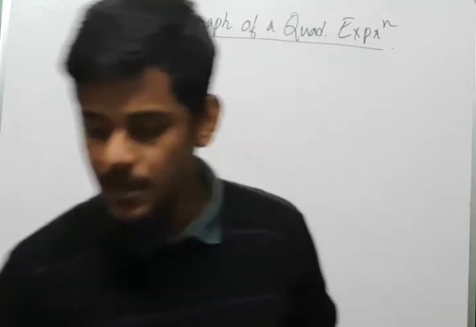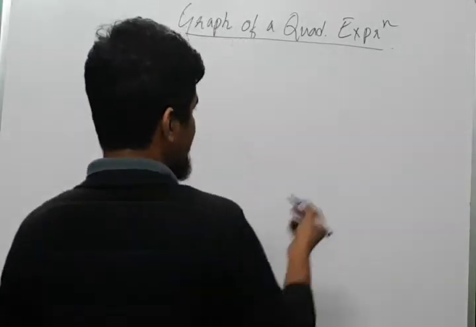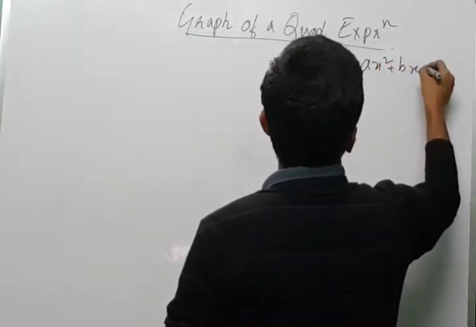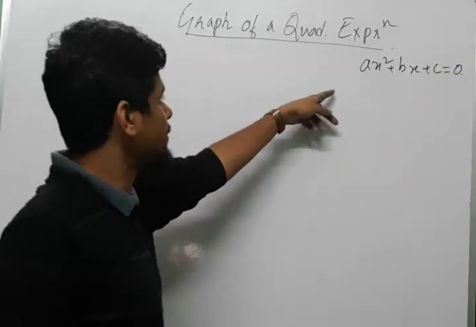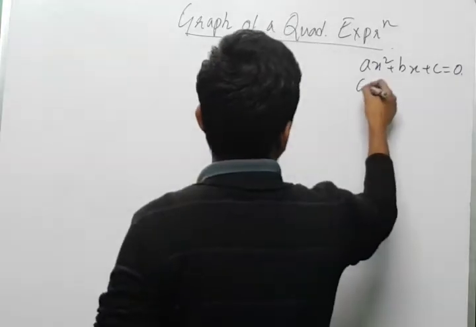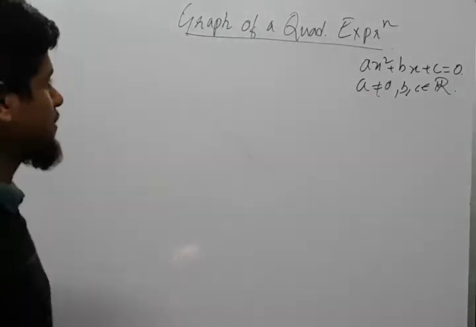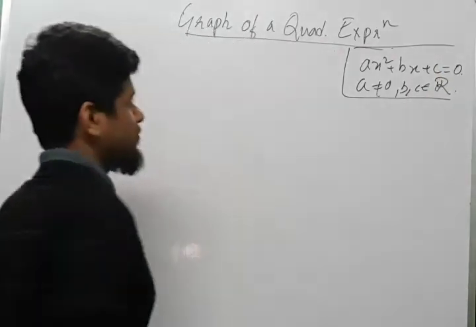So let's begin. The first thing we need to understand is that we'll again consider the quadratic expression ax squared plus bx plus c is equal to 0. What are the conditions of a quadratic expression? That a cannot be equal to 0, and b and c belong to the set of real numbers. These are the conditions normally applicable when we consider a quadratic expression.